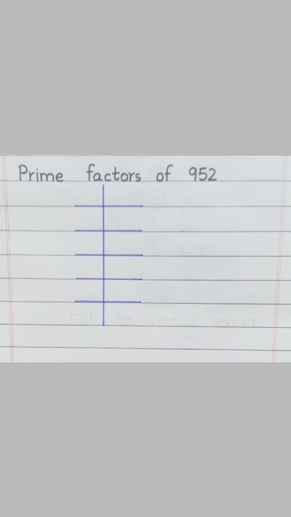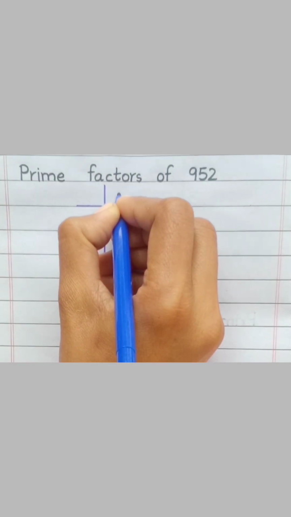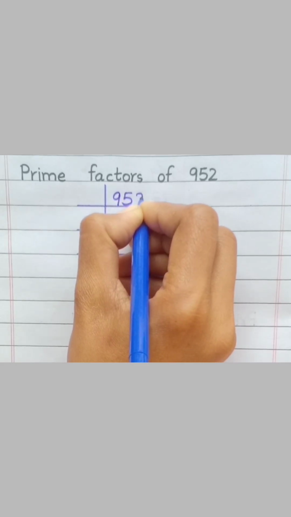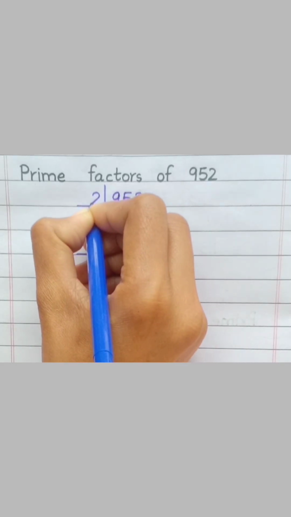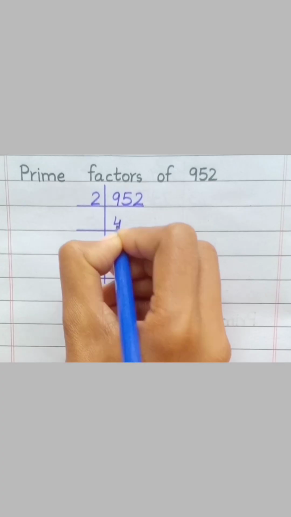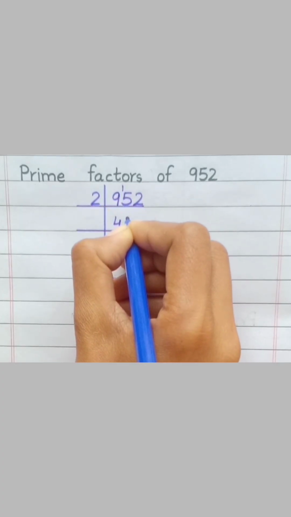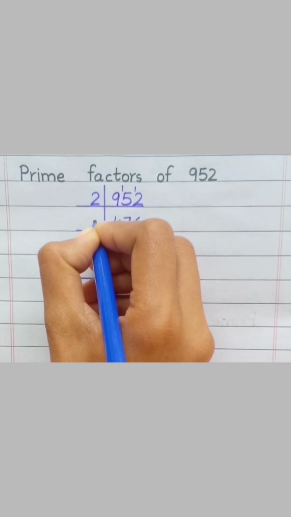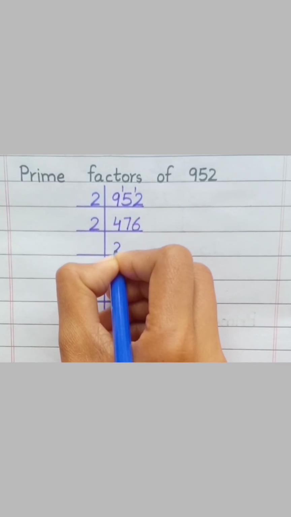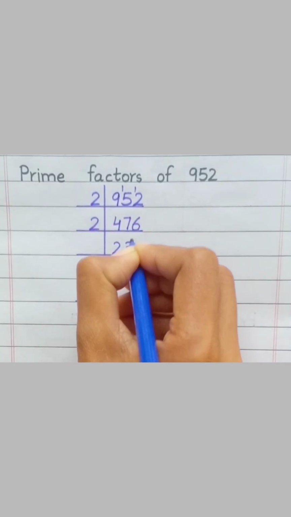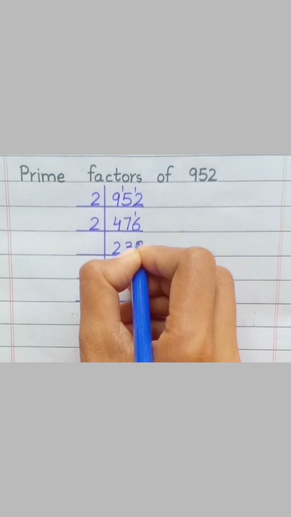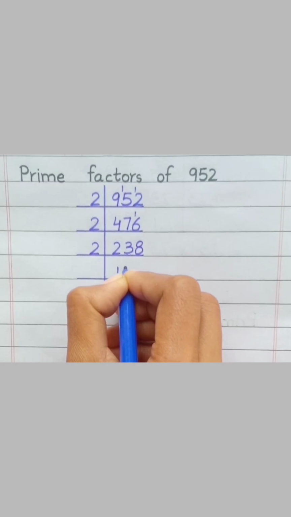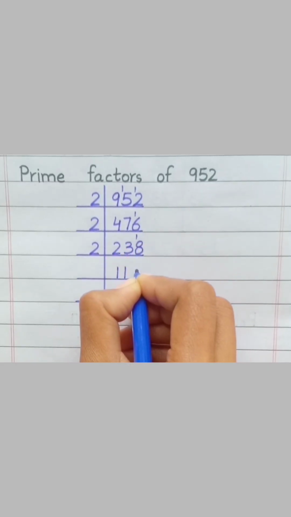Prime factors of 952. 2 4s are 8. 2 7s are 14. 2 6s are 12. 2 2s are 4. 2 3s are 6. 2 8s are 16. 2 1s are 2. 2 1s are 2. 2 9s are 18.